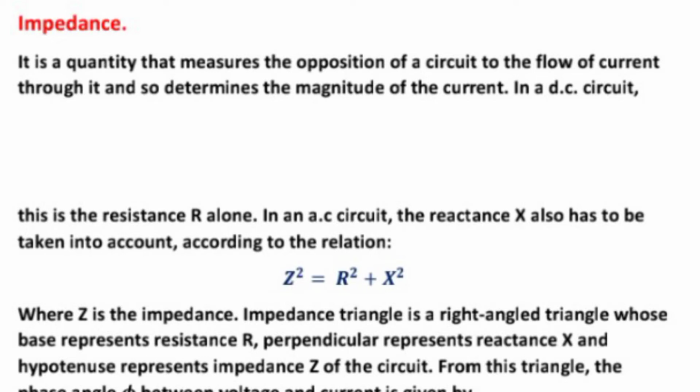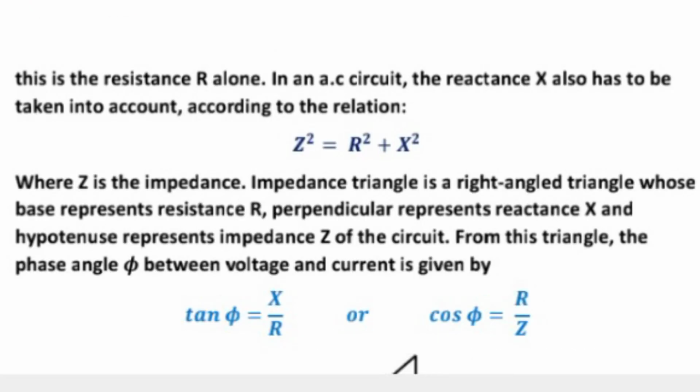In an AC circuit, the reactance X also has to be taken into account according to the relation Z square equal to R square plus X square, where Z is the impedance. The impedance triangle is a right angled triangle whose base represents resistance R, perpendicular represents reactance X, and hypotenuse represents impedance Z of the circuit. From this triangle, the phase angle phi between voltage and current is given by tan phi equal to X upon R, or cos phi equal to R upon Z.